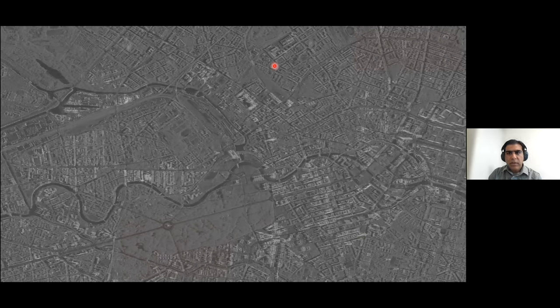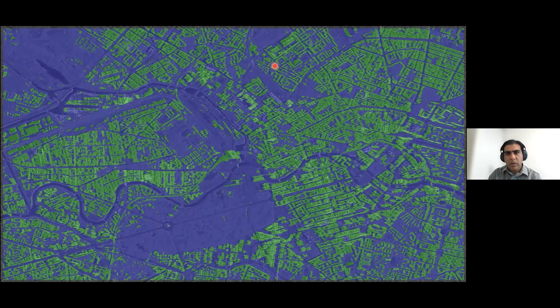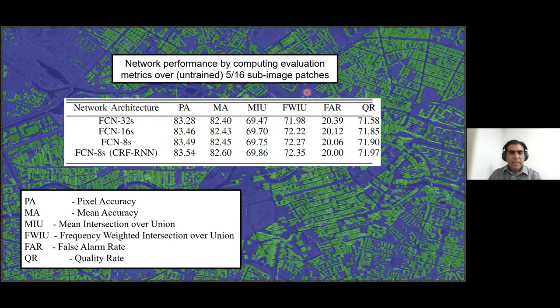If I show you the results, this is what we get. All these green points are the expected building points, and the rest are not. Basically, it's a binary segmentation task which we perform here. Of course, the good thing is that because we have global data, potentially we could generate such maps on a large scale. Roughly, we got around 85% or 83% accuracy in this building segmentation task in the radar images.